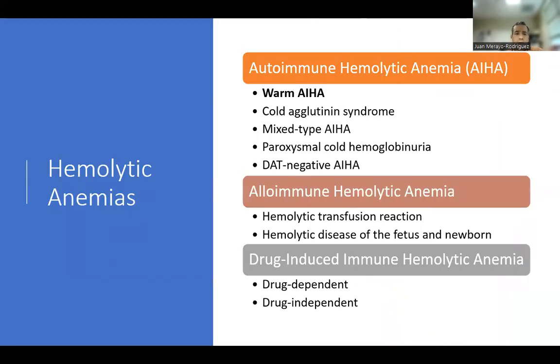When we look at the classification of the hemolytic anemias, they can be grouped into autoimmune hemolytic anemias, alloimmune hemolytic anemias, and drug-induced immune hemolytic anemias. In the autoimmune classification, you will have warm autoimmune hemolytic anemia, cold agglutinin syndrome, mixed type, paroxysmal cold hemoglobinuria, and DAT-negative autoimmune hemolytic anemias. In the alloimmune group, you may have hemolytic transfusion reactions or hemolytic disease of the fetus and newborn, which are topics during your training. And in drug-induced hemolytic anemia, you may have drug-dependent and drug-independent.